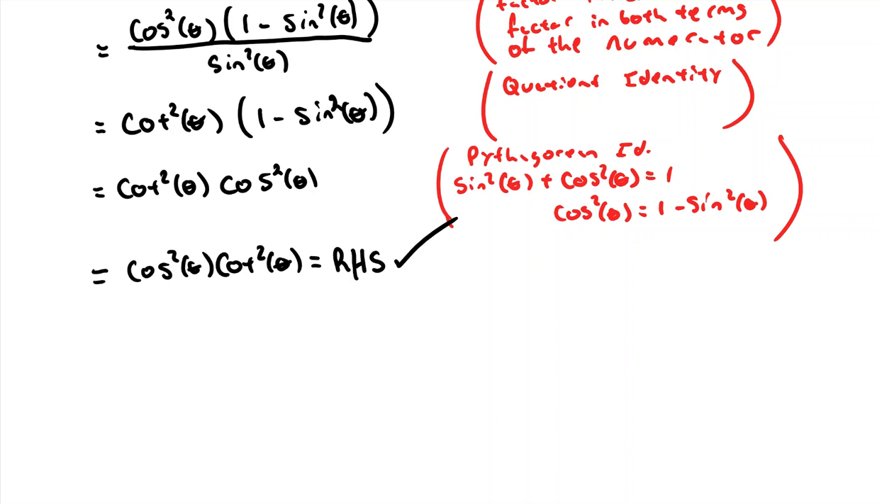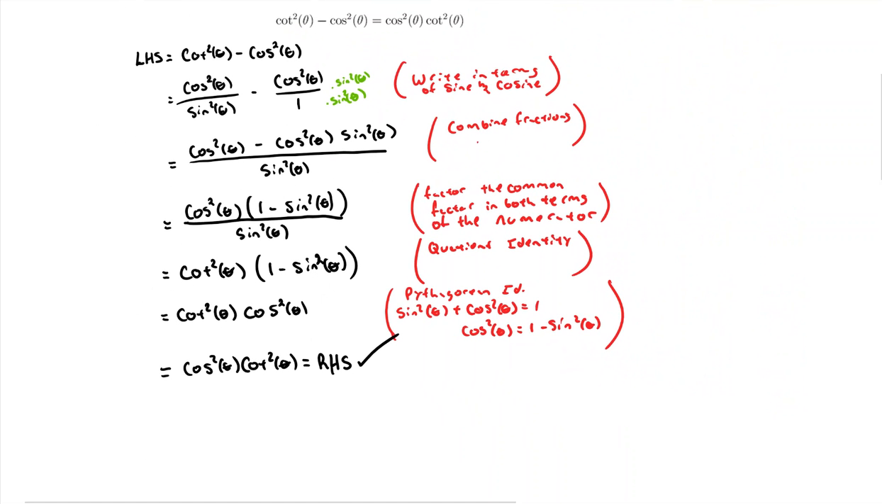This is that right-hand side, so I'm writing RHS. And then I put myself a little check mark to emphasize I started with this left-hand side, and I only manipulated the left until I got it to equal exactly what the right-hand side is. So this is my first example.